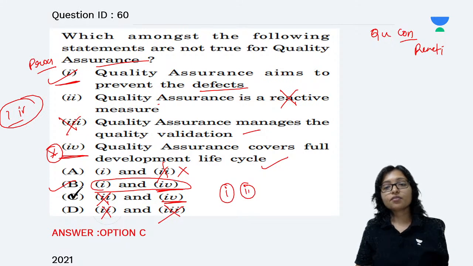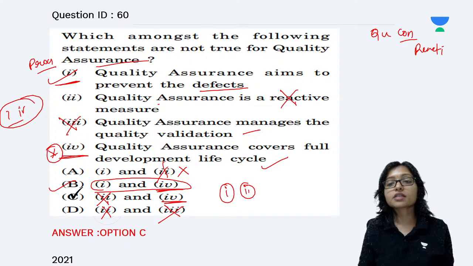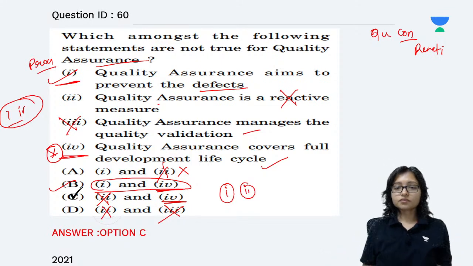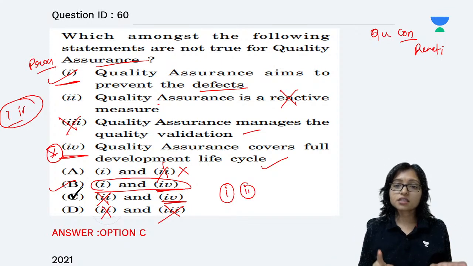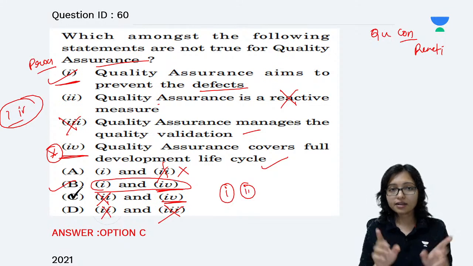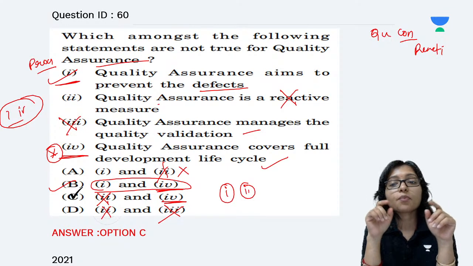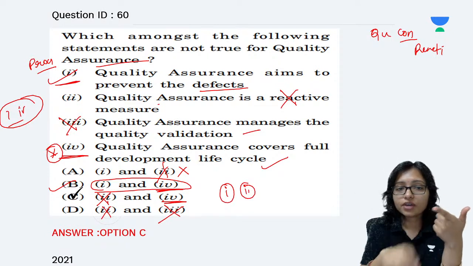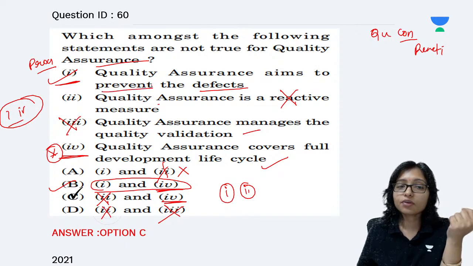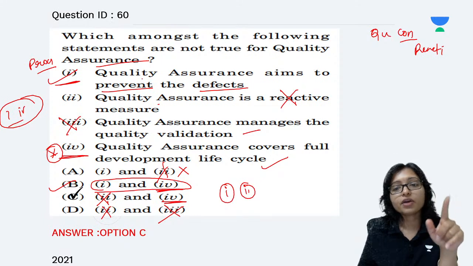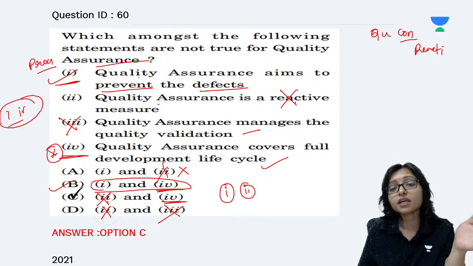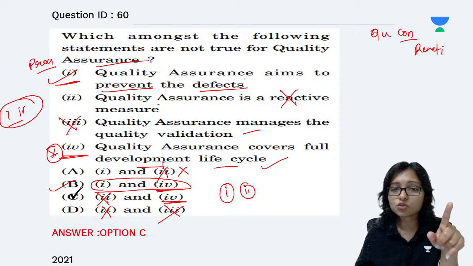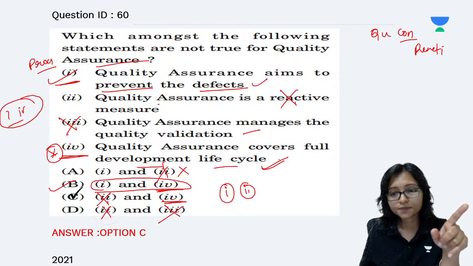Because what is the difference between quality assurance and quality control? Quality assurance is the proactive measure. Write down that quality assurance is the proactive process that focuses on defect prevention. So you can see that defect prevention is there, right? Defect prevention progressively throughout the cycle. That's why this one is correct and this one is correct.